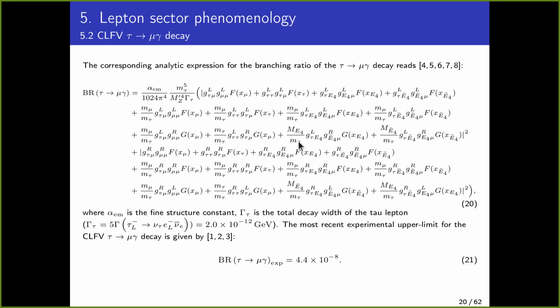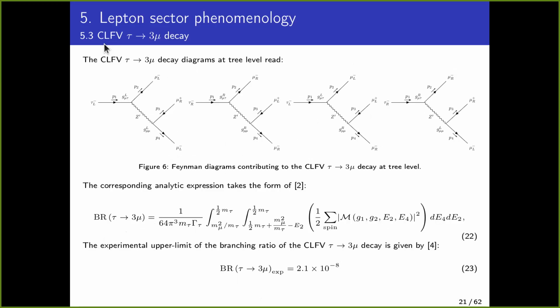And next, we also consider the charged lepton flavor violating tau to 3 mu decay, because this decay is accessible at tree level in this model. Here, similarly, I counted all the polarized bases, and then derived some analytic expressions of these branching ratios, and its experimental value has a similar order of -7.7 logarithmically.